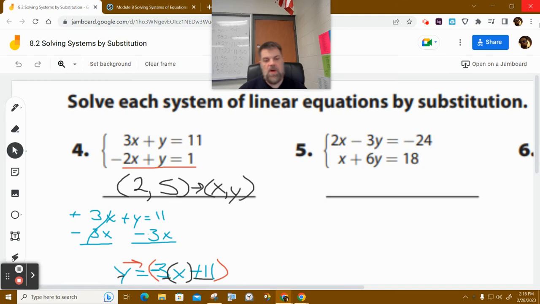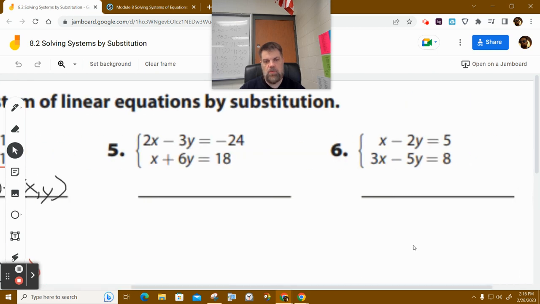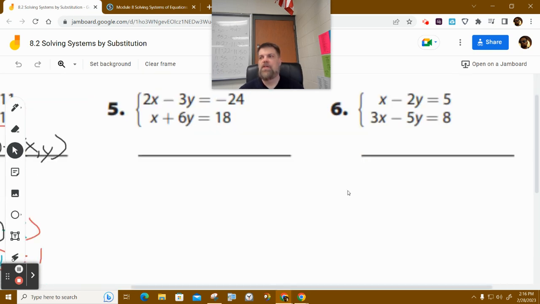All right, so for problem number 5, it's more of the same. Raise your hand. I'm going to ask some questions. You guys are going to help me do this. Raise your hand if you think you know which equation we need to solve for a variable. Which equation, the first one or the second one? The second one. All right.